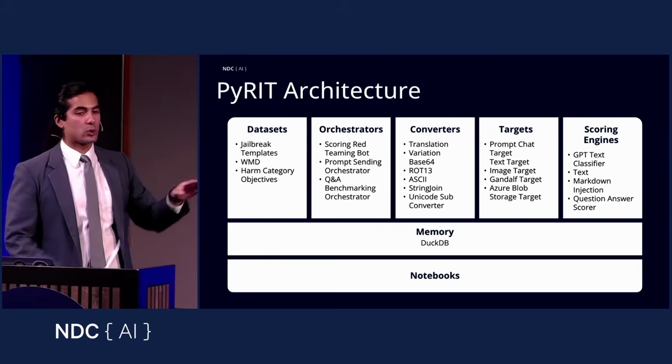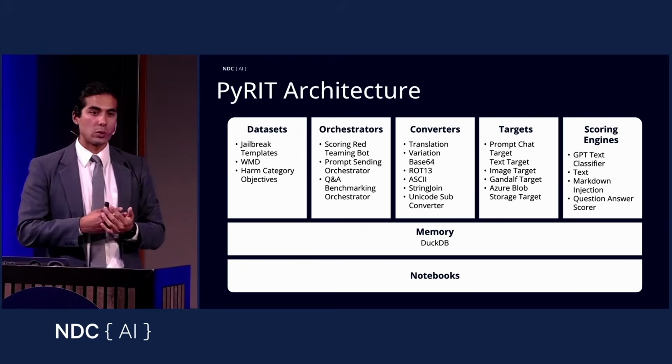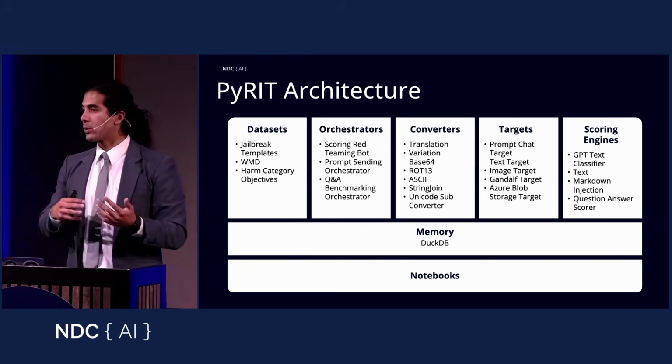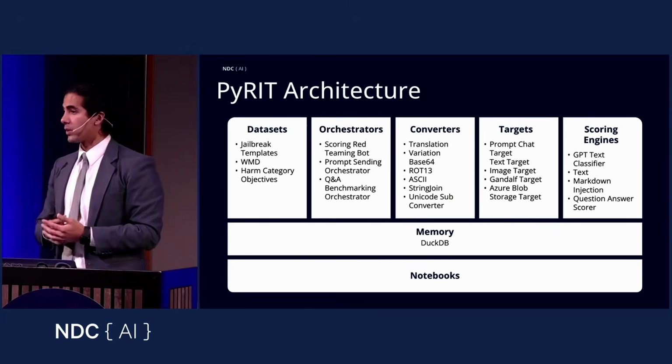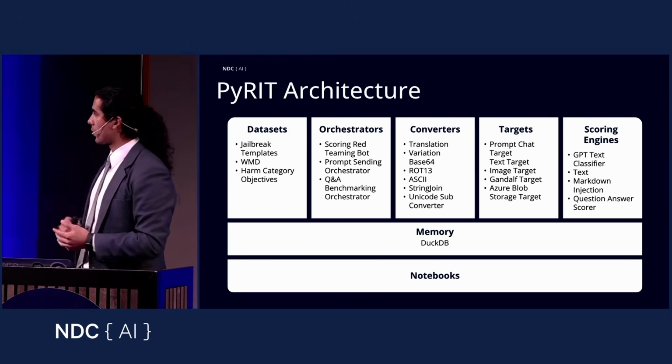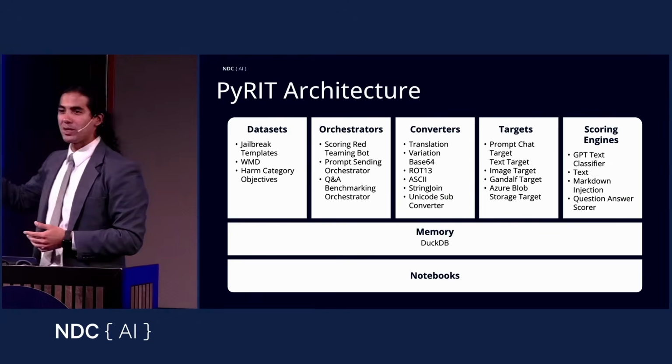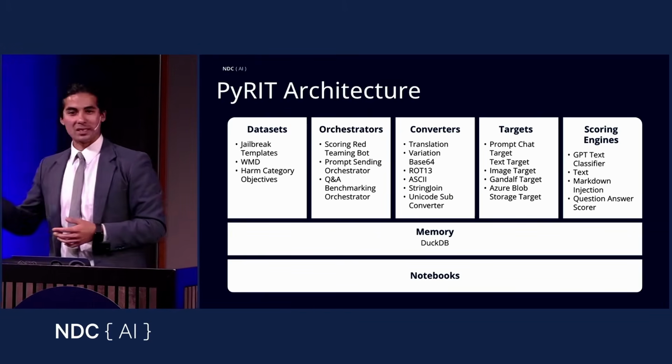We have translation. Sometimes if you use low resource languages, or just different languages, to interact with the models, you will get very different responses. So there are some converters for that. There's also an ASCII art converter that works surprisingly well.